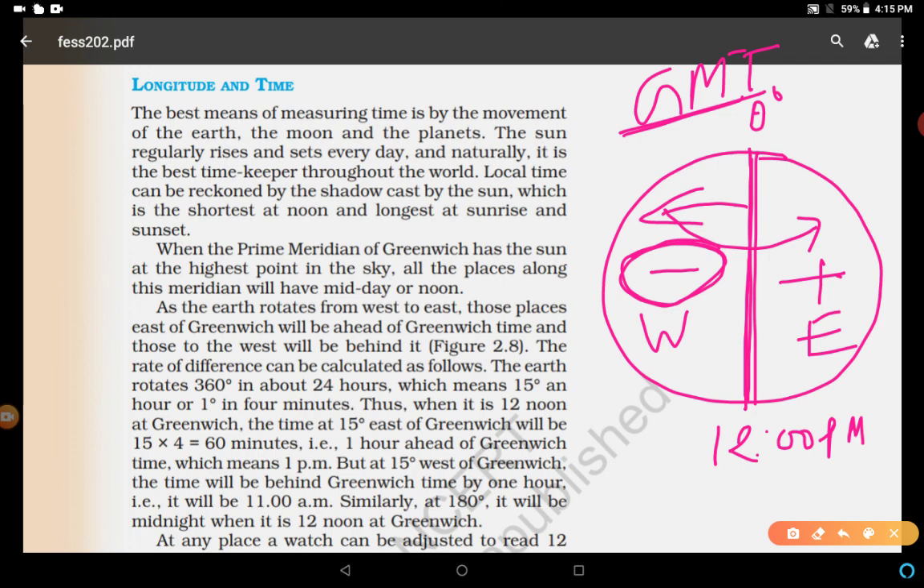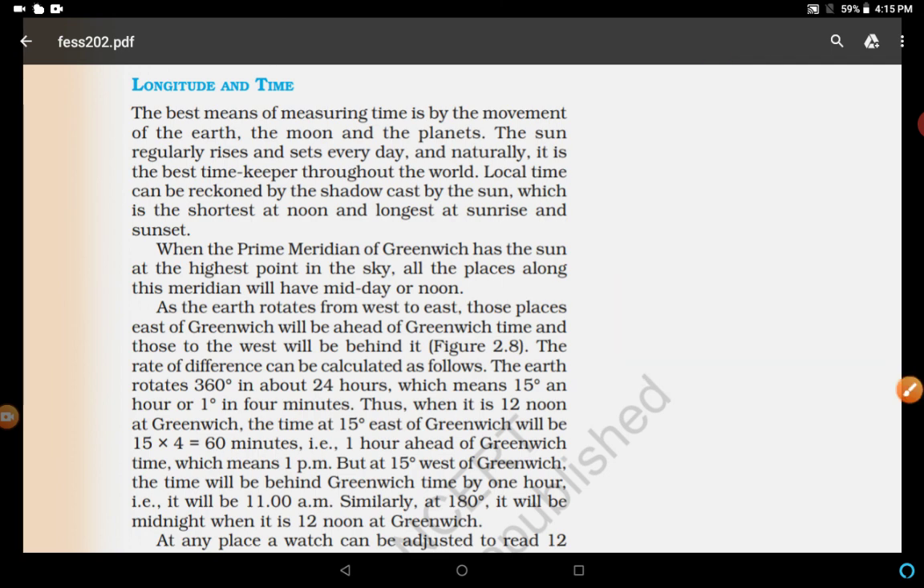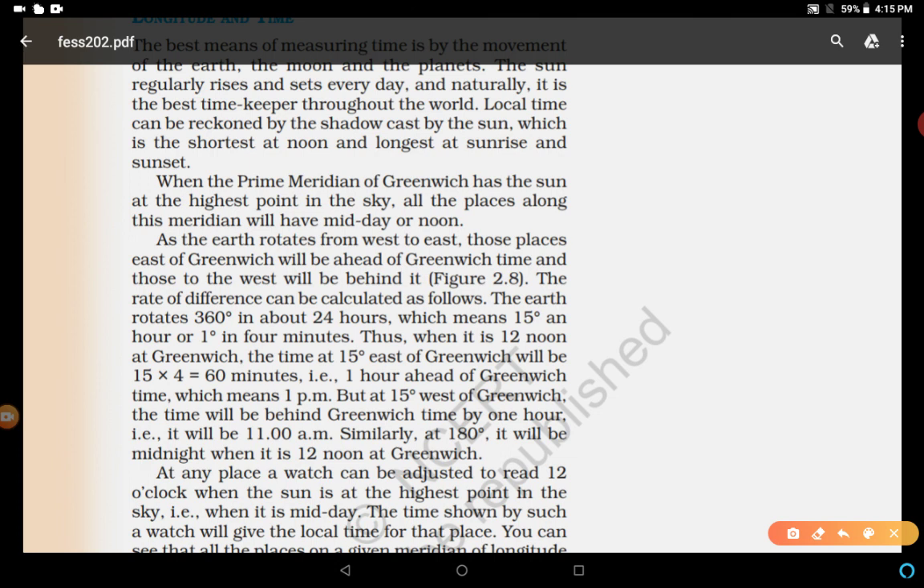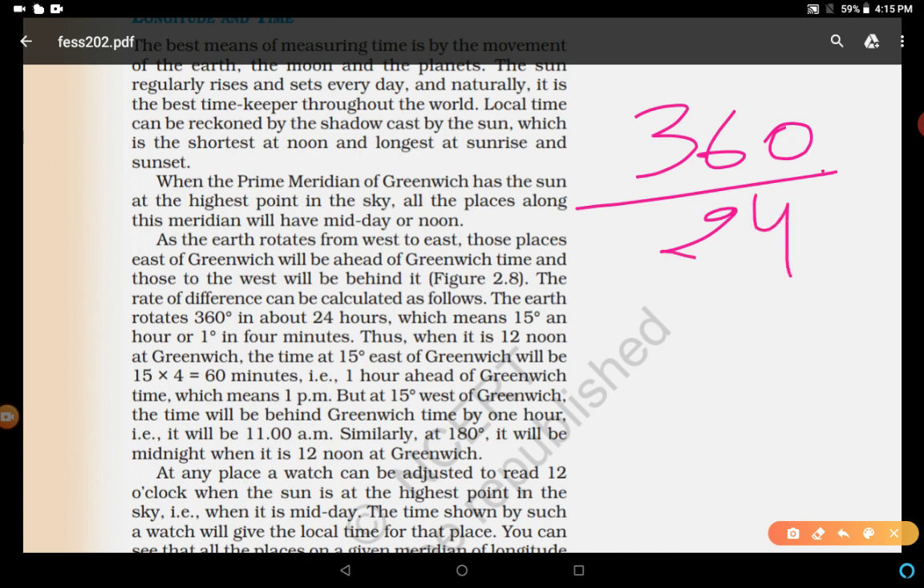How much difference will be there? To know this, we should know how much time it takes to cross 1 degree, clear? To cross 360 degrees, because longitudes are 360, it will take 24 hours, because the earth rotates one rotation in 24 hours.